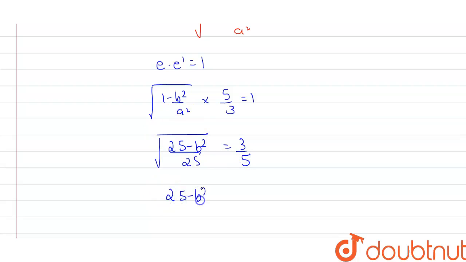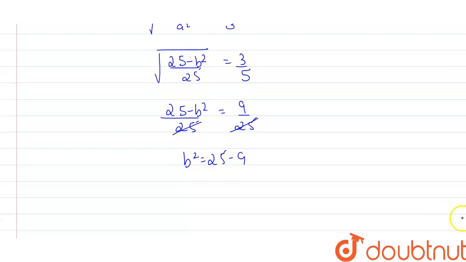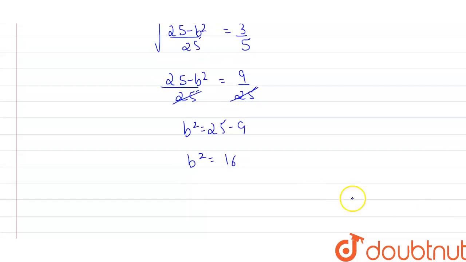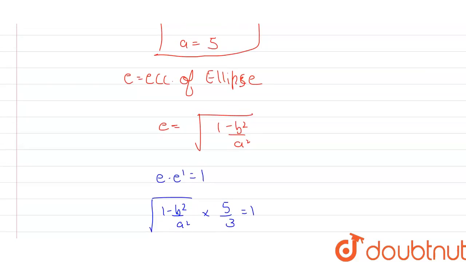Now I'll square both sides. This gives 25 minus b square over 25 equals 9 upon 25, right? So 25 cancels out. So b square value will be 25 minus 9, which is 16. So b square is 16, so b will be 4. Just remember these two values.